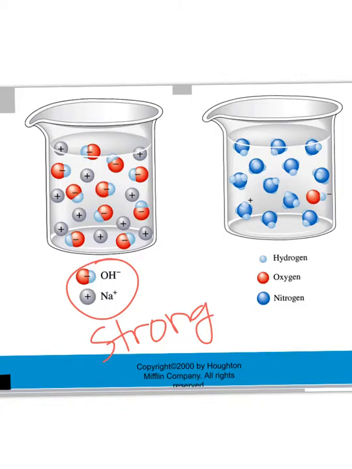Then you take a look on the right side. This is a weak base. Notice it was only that one that separated into ions. All the other molecules here are still together. And that's why this is considered a weak electrolyte, because it doesn't have very many ions in solution.